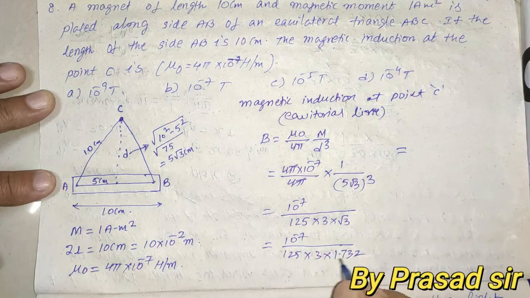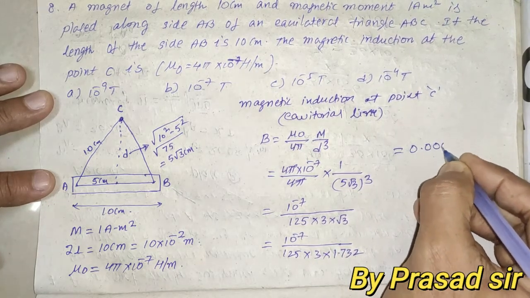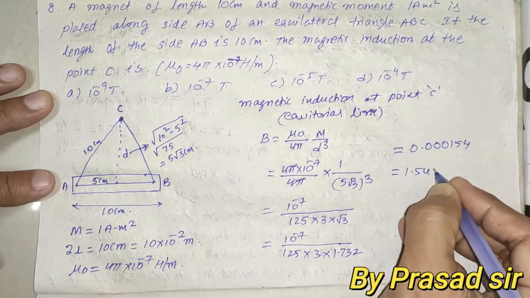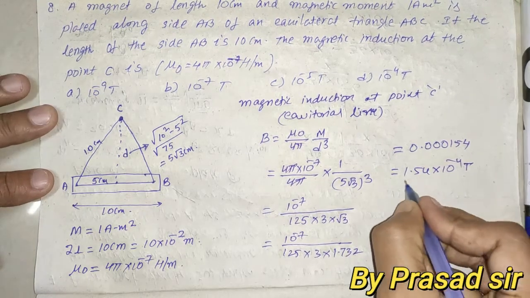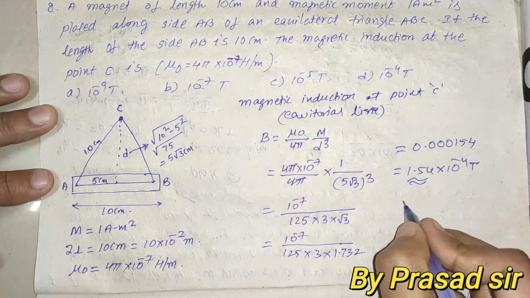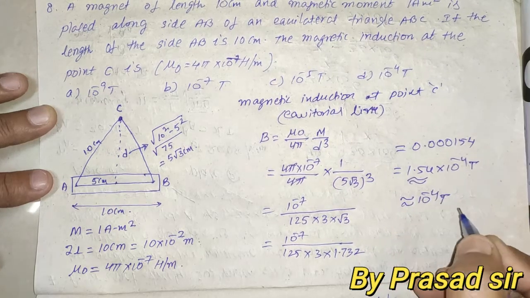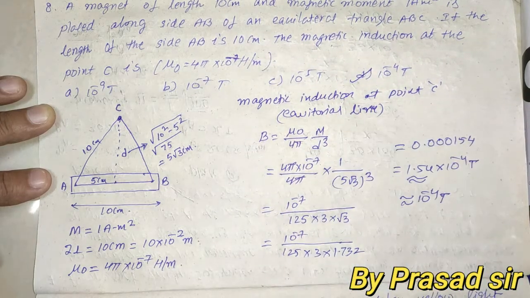So here on calculation of this one we are getting 0.000154 is equal to 1.54 into 10 to the power of minus 4 Tesla, but 1.54 is negligible, so that's why nearly value 10 to the power of minus 4 Tesla. So the solution for this one is option D.